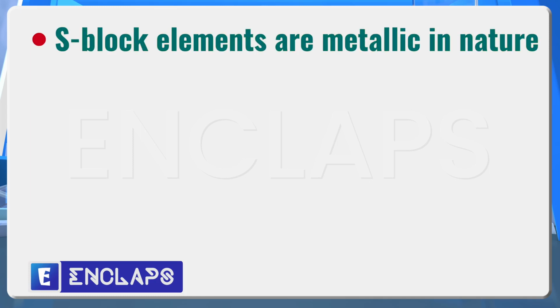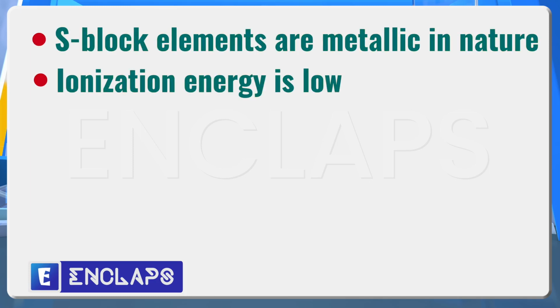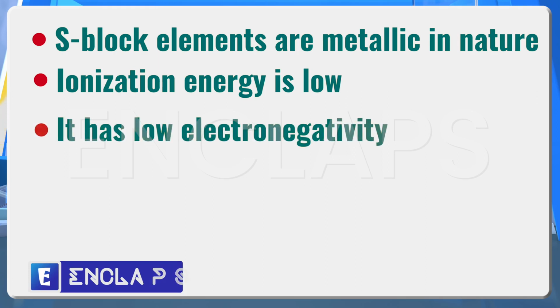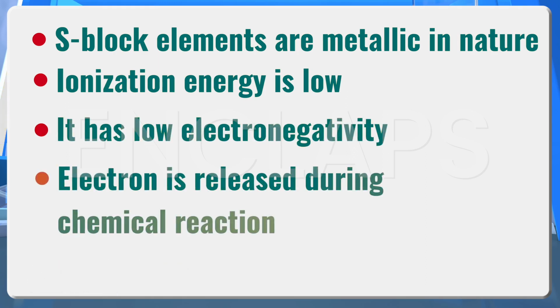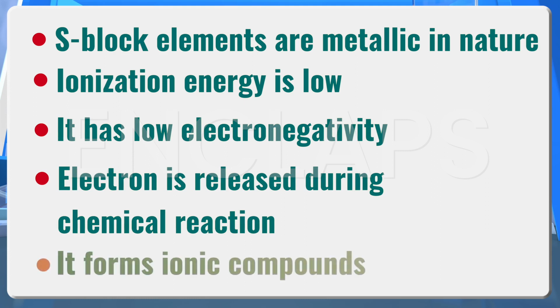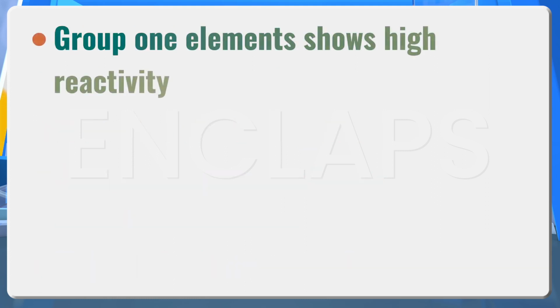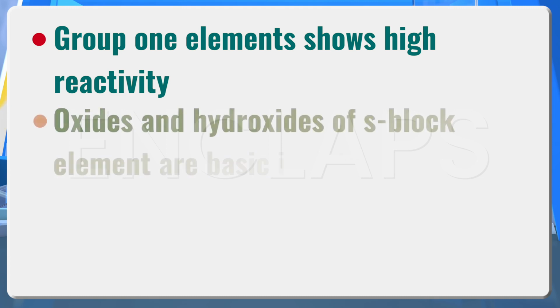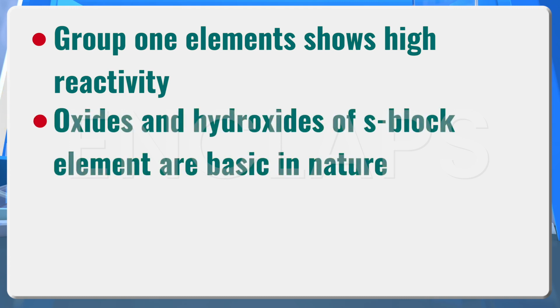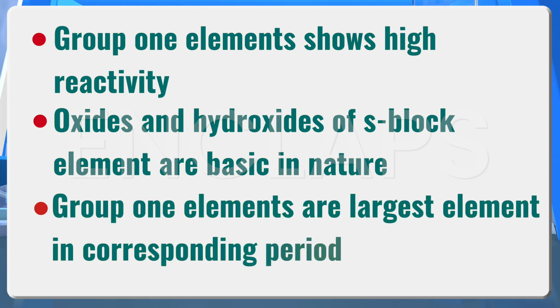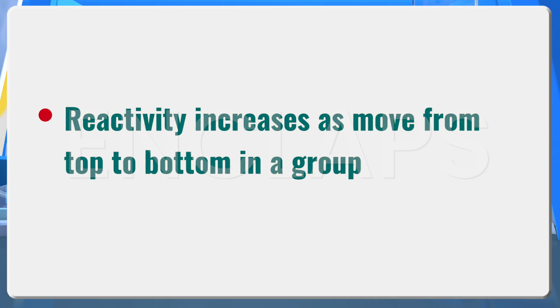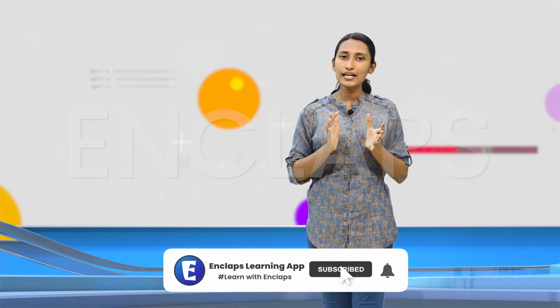Now we can conclude the important features of the S block elements. S block elements are metallic in nature. Their ionization energy is low. They have low electronegativity. Electrons are released during chemical reactions. They form ionic compounds. Group 1 elements show high reactivity. Oxides and hydroxides of S block elements are basic in nature. Group 1 elements are the largest elements in the corresponding period. Reactivity increases as we move from top to bottom in a group. So these are the important features regarding the S block elements.